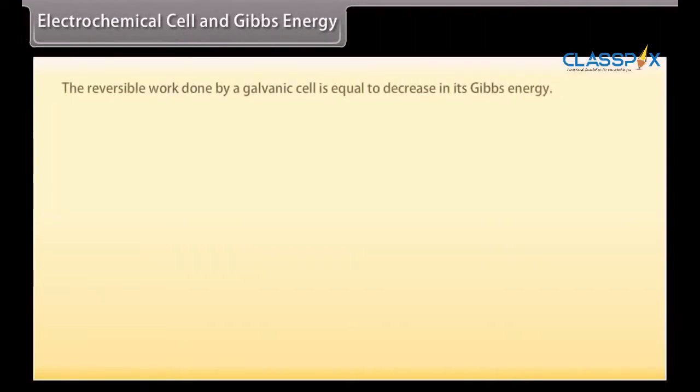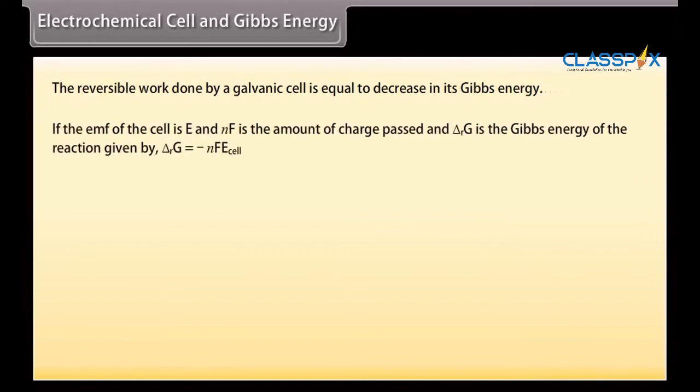Electrochemical cell and Gibbs energy. The reversible work done by a galvanic cell is equal to decrease in its Gibbs energy. If the EMF of the cell is E and nF is the amount of charge passed and ΔrG is the Gibbs energy of the reaction, given by ΔrG is equal to minus nF E cell.